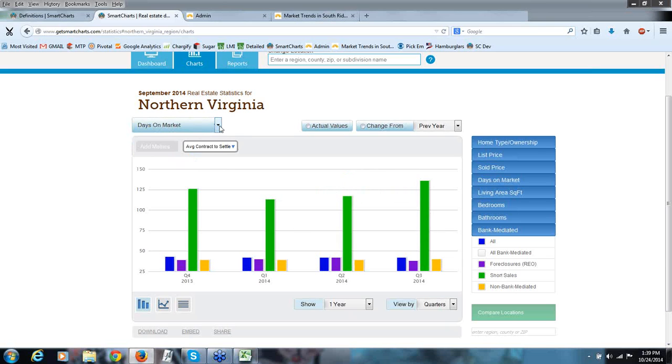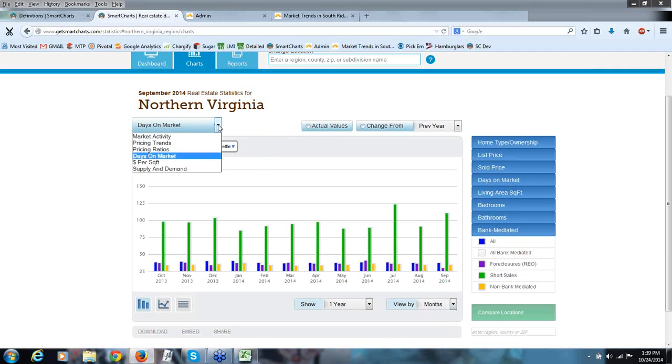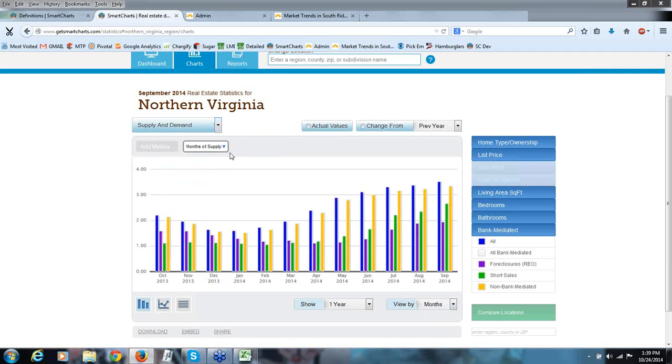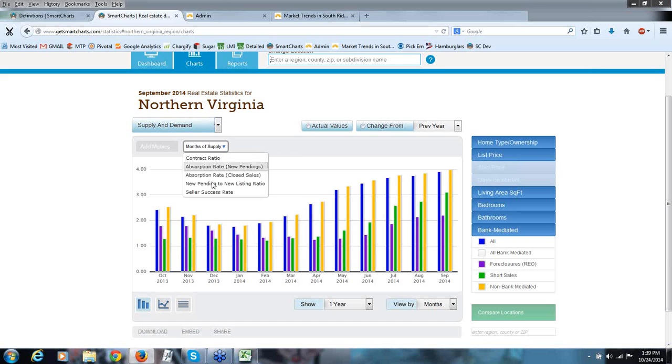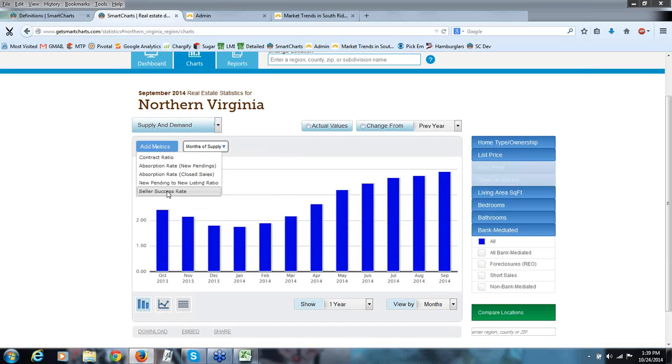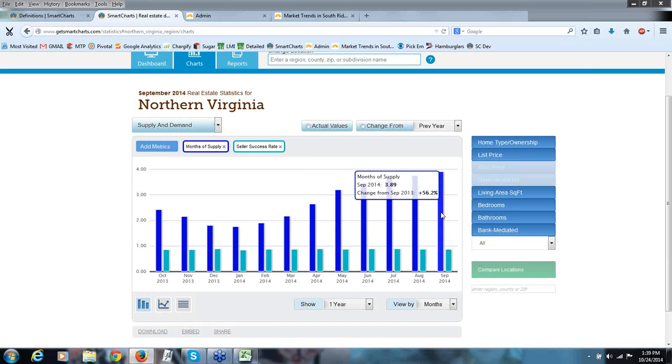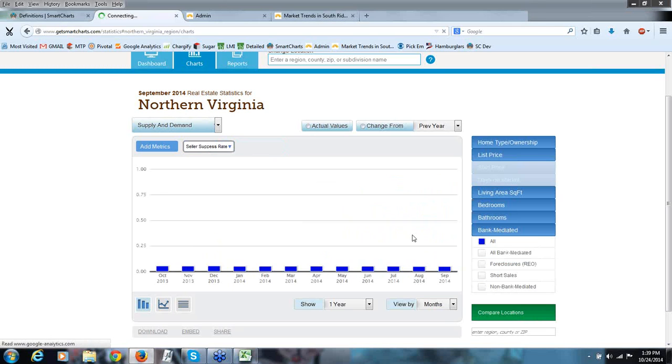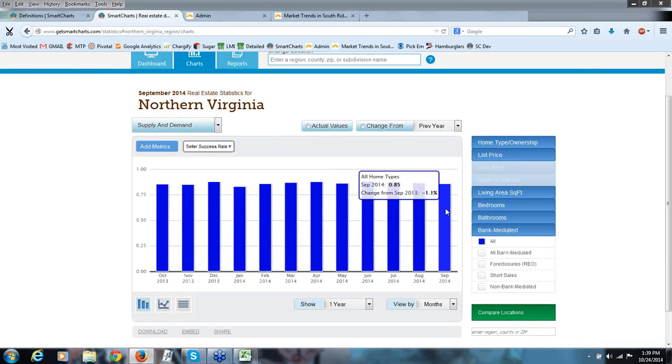Another view that we have that's a bit scary on short sales is hidden a bit in our supply and demand. I'm going to switch this to months. We have a new metric that's called seller success rate, and I'll turn these off for now. So the seller success rate is the percentage of those homes that are in pending status, what's the percentage that successfully close in a given area?